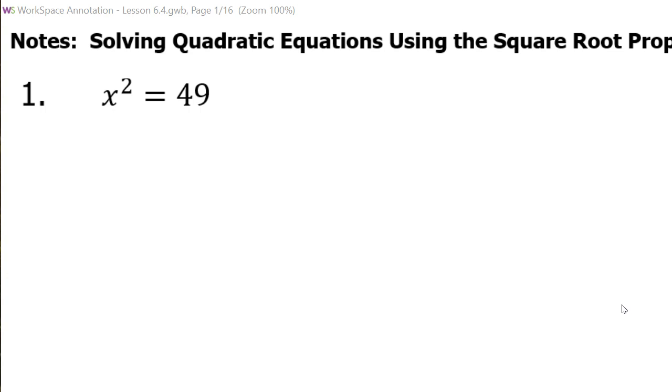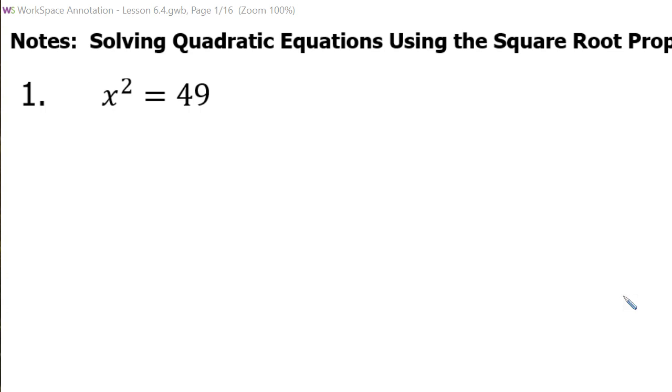Okay, what we're doing today, we are going to be solving quadratic equations using what's called the square root property. So, the first thing you need to do is make sure that x squared is by itself. That's step one. Looking at problem number 1, is x squared by itself? Yes.